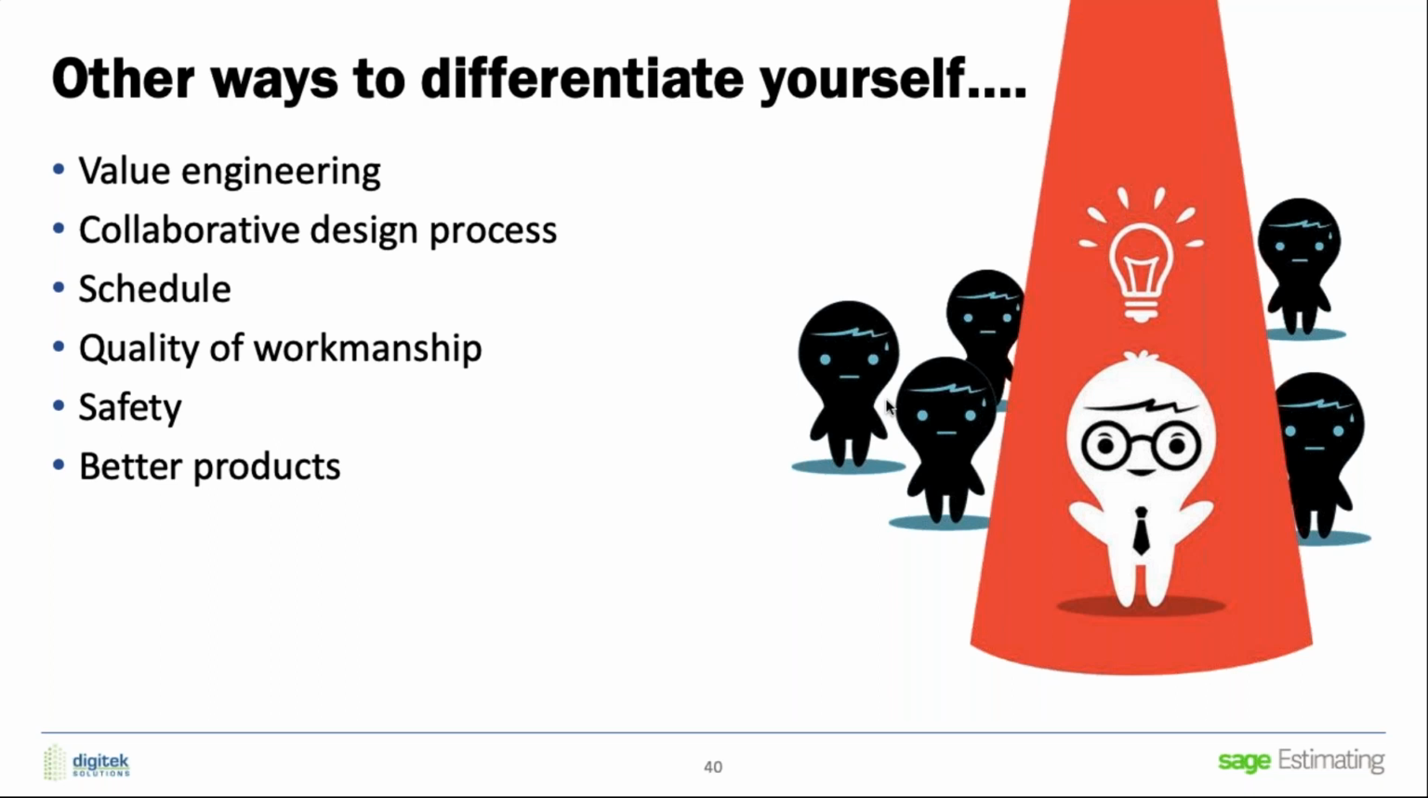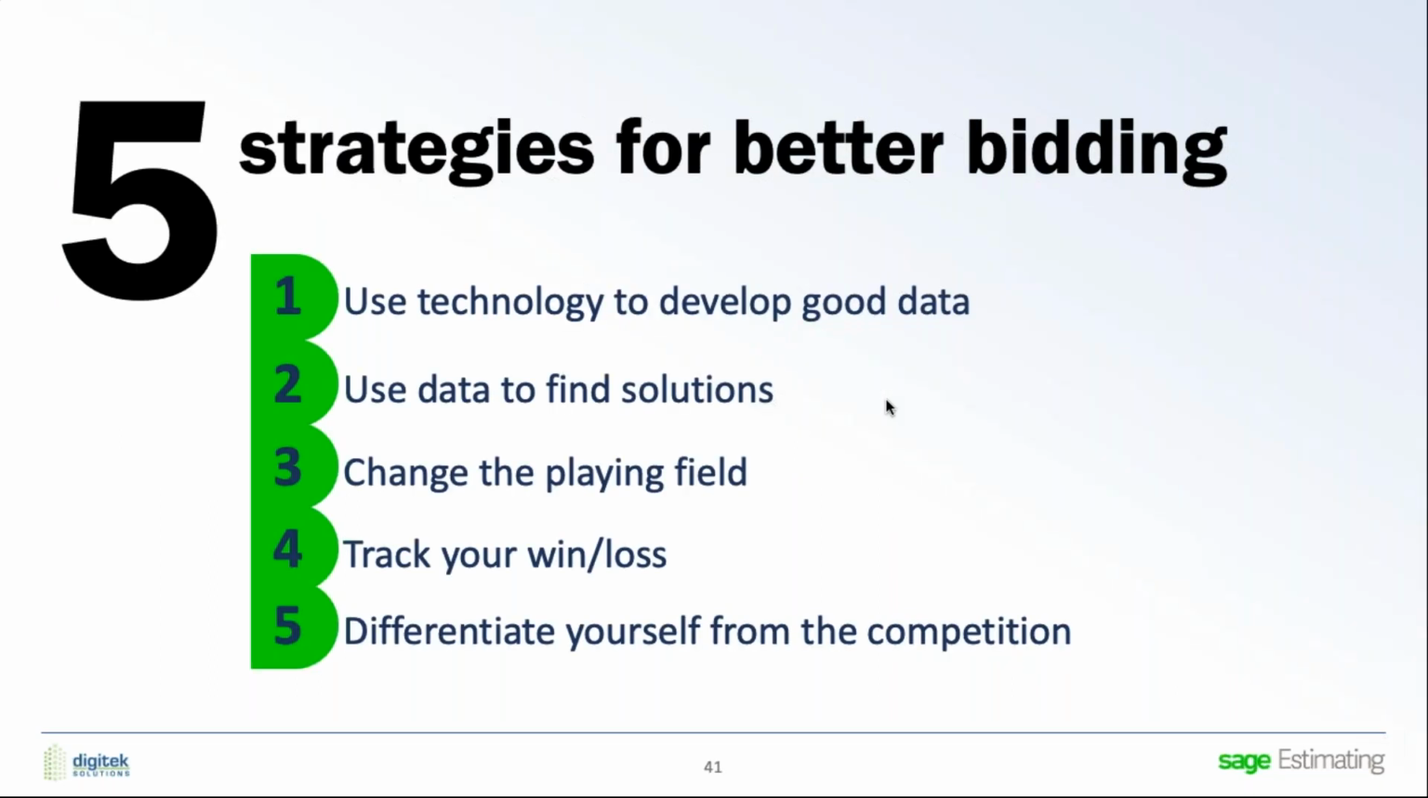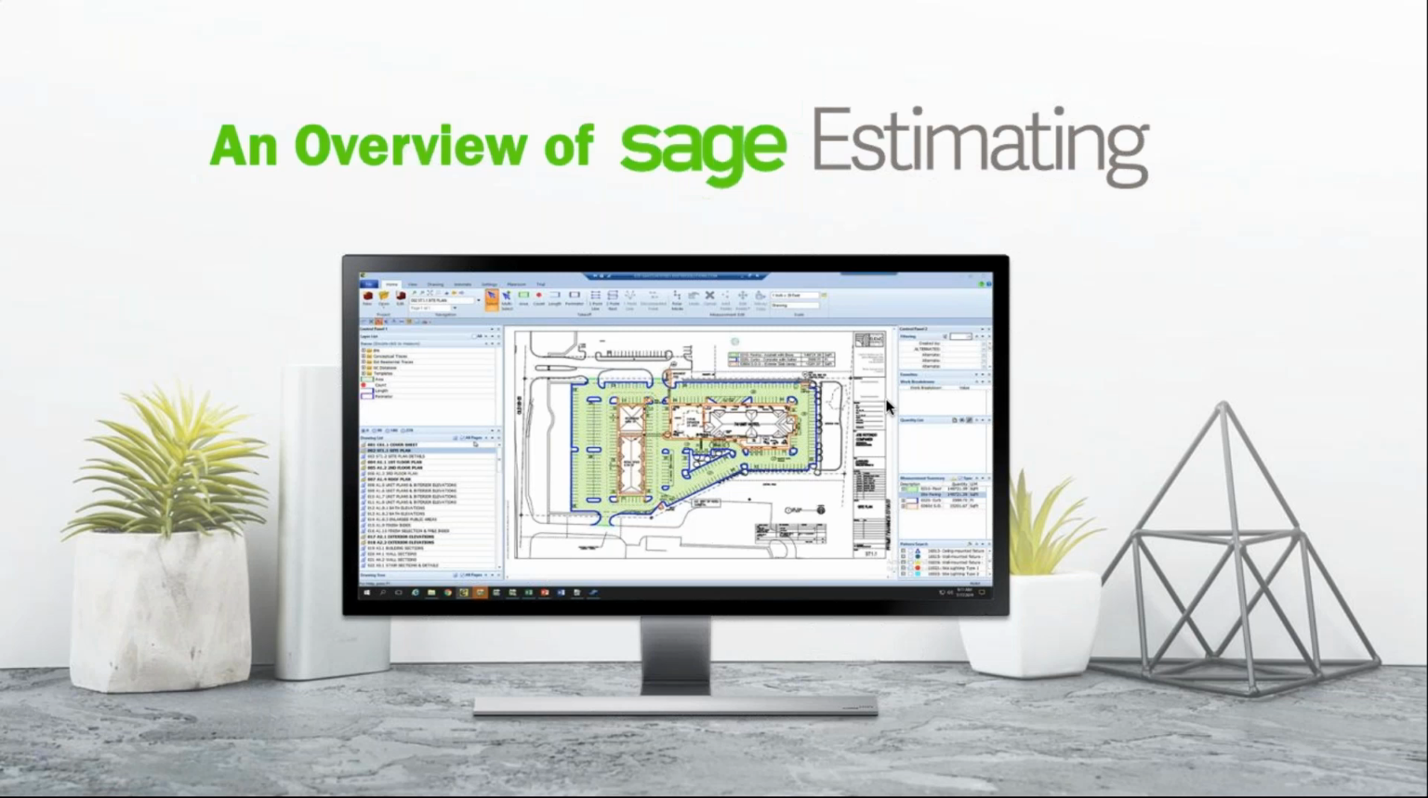And it could be as simple as, yeah, we're going to offer a better product at a higher price, but you're going to like that because of what we do. So these are the 5 strategies for better bidding. And so from there, I want to go into a brief overview of Sage Estimating. So let's go take a look at this.